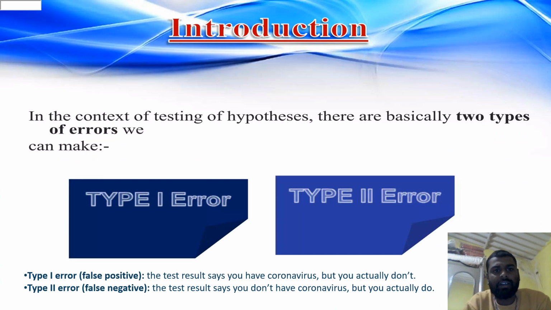Introduction. In the context of testing of hypothesis, there are basically two types of error: type 1 error and type 2 error. Type 1 error is a false positive: the test result says you have the coronavirus, but you actually do not. Type 2 error is a false negative: the test result says you do not have coronavirus, but you actually do.